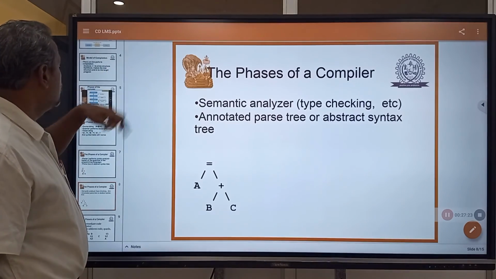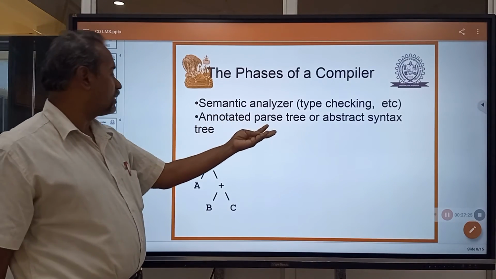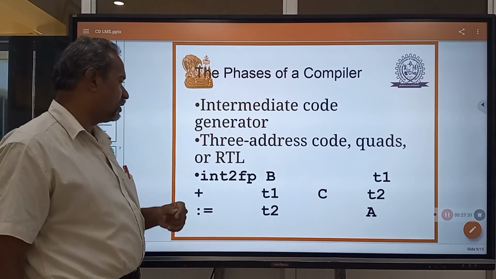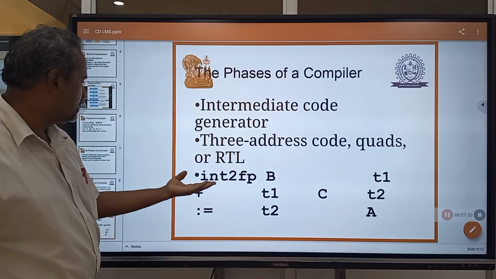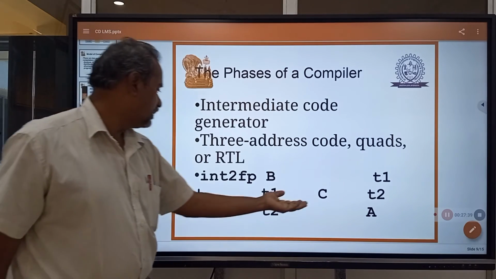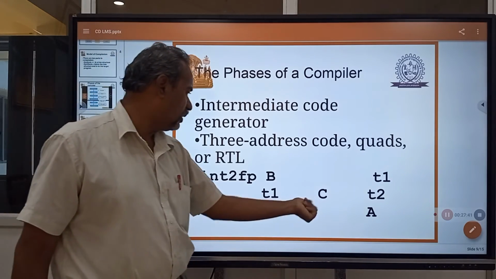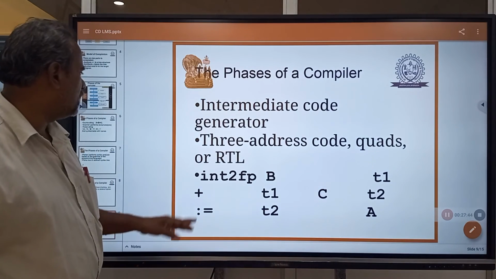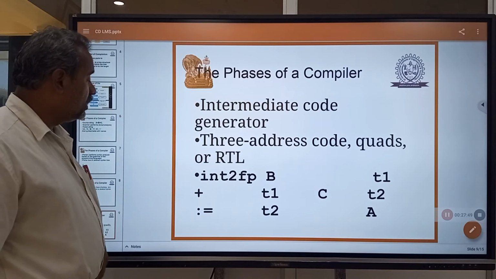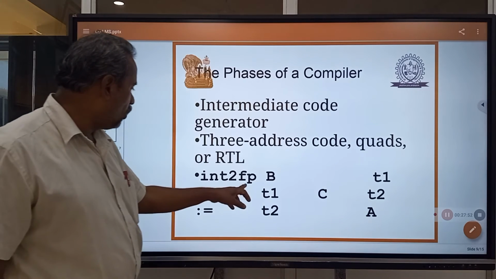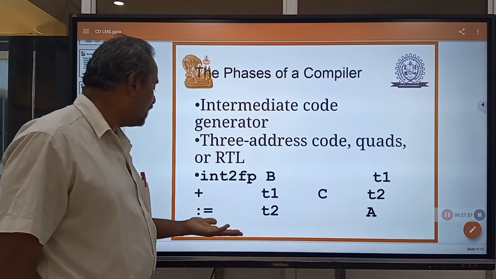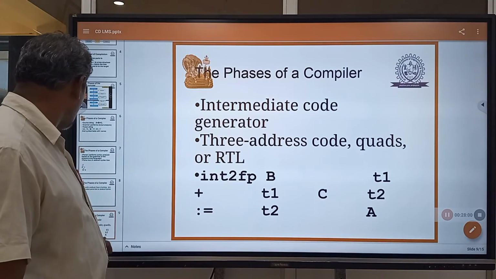So see here, the semantic analyzer forms the tree, and the intermediate code generator generates code in an intermediate form. B is token 1, C is token 2, plus is another token. What is an intermediate form? See here, three-address codes and RTL, the register transfer language, with int to float conversion for B. Again B is token 1 and C is token 2. So this is intermediate code generation.